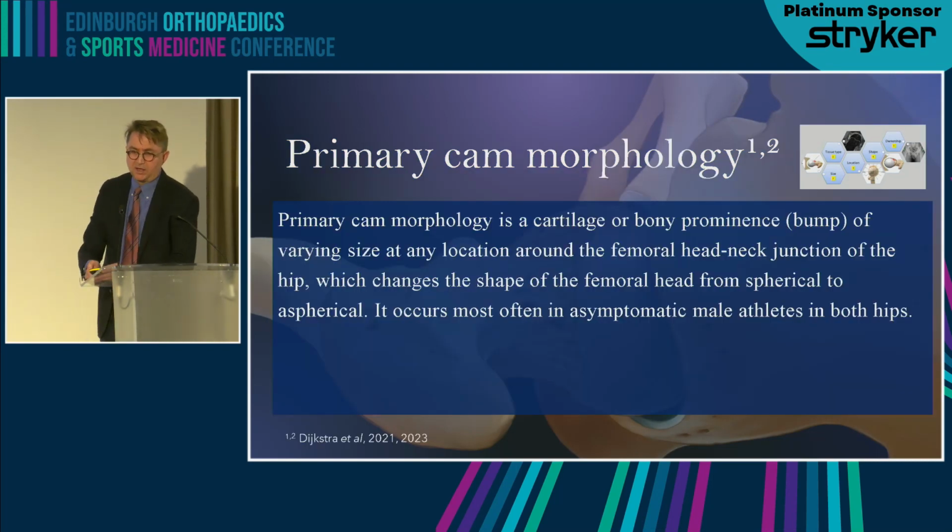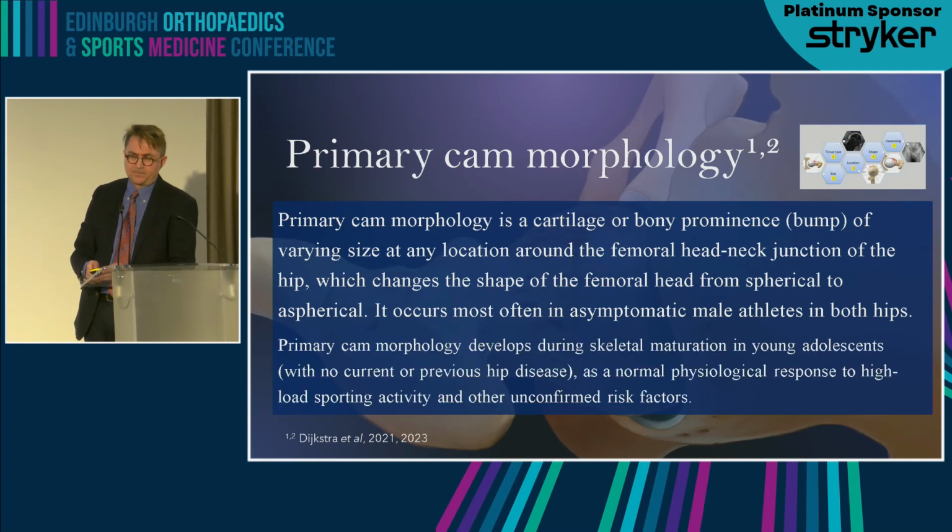So the full definition of primary CAM morphology is it's a cartilage or a bony prominence or bump. And interestingly, in 1965, Murray also used the word bump, of varying size at any location around the femoral head-neck junction of the hip, which changes the shape of the femoral head from spherical to aspherical, and it occurs most often in asymptomatic male athletes in both hips. And this might be because we don't have a lot of research in girls and women. So it develops during skeletal maturation in young adolescents with no current or previous hip disease, this is important, as a normal physiological response to high-load sporting activity and other unconfirmed risk factors.